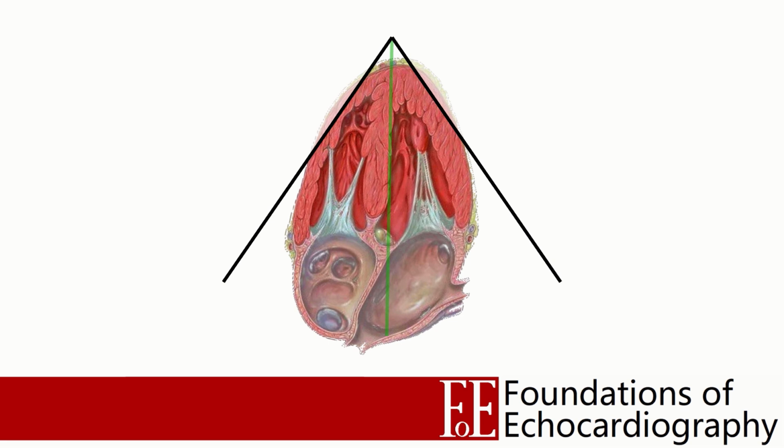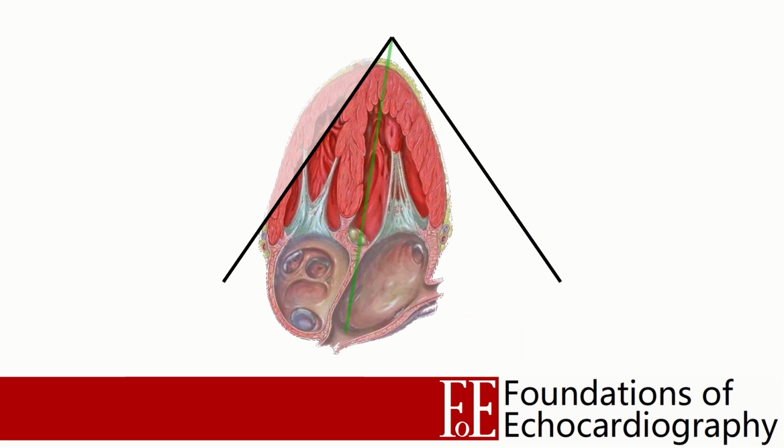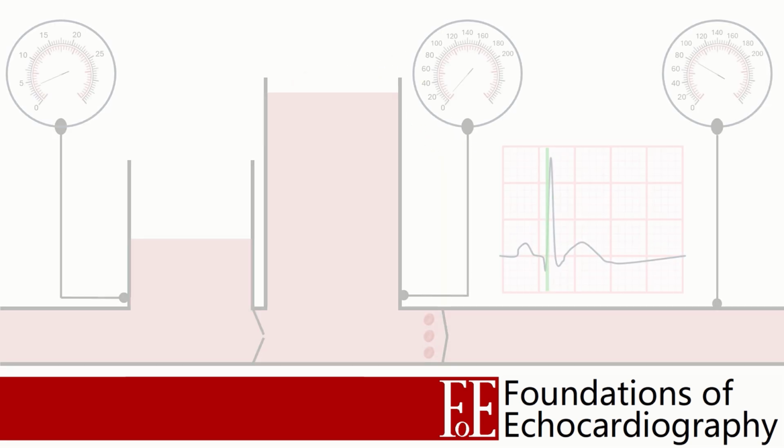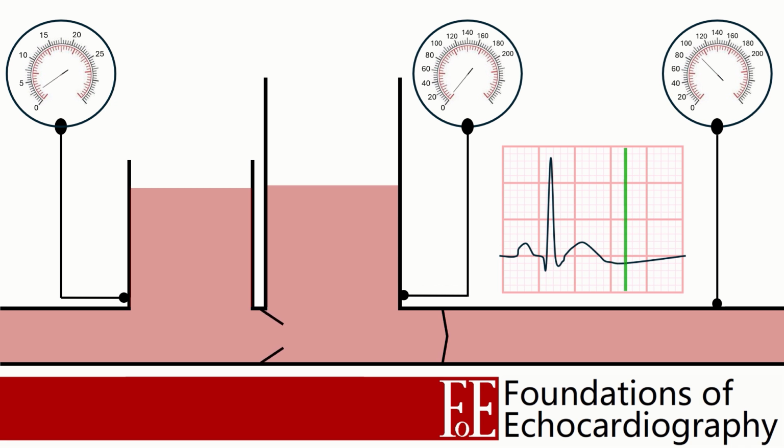We start with a standard 5-chamber view and then manipulate the probe to reduce the angle between the cursor and the direction of blood flow. Often this is achieved by sliding the probe laterally and then rocking the probe back. The sample volume is placed within the outflow tract just proximal to the leaflets during diastole.